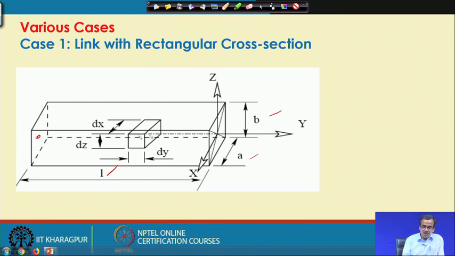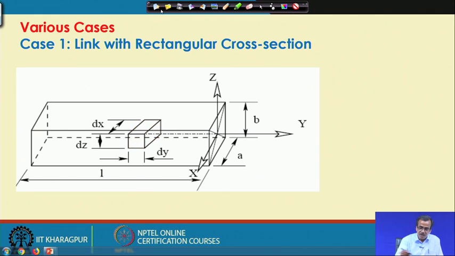And for simplicity, we are considering a robotic link with constant cross section, and that too rectangular, with sides A and B. Now, let us see how to find out the inertia tensor. We concentrate on this particular differential mass, the small mass having the dimensions dx, dy and dz. So, we try to concentrate on this particular element.